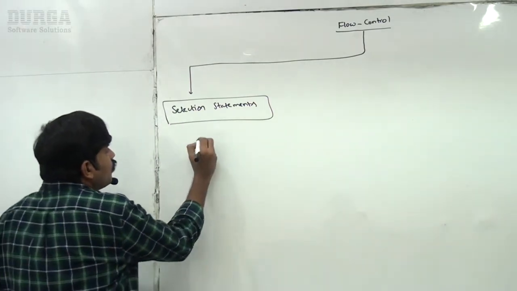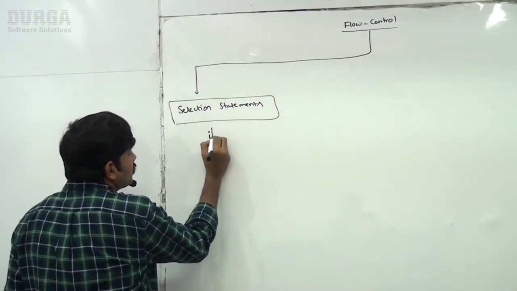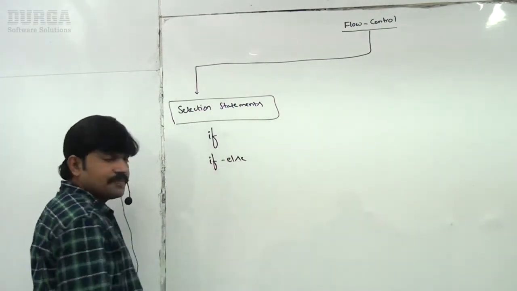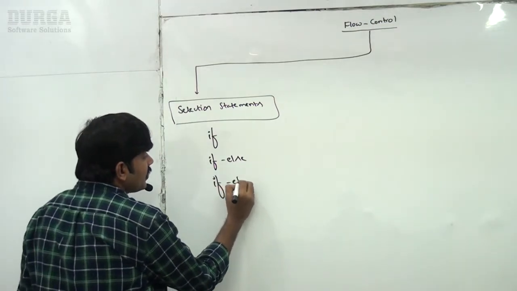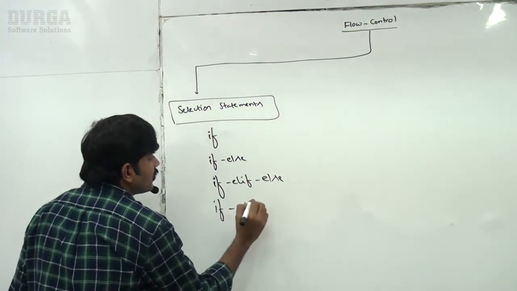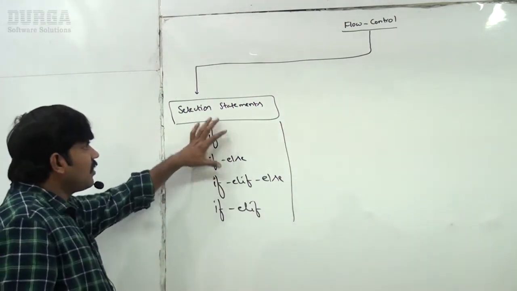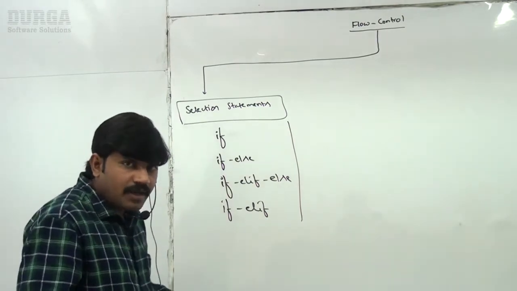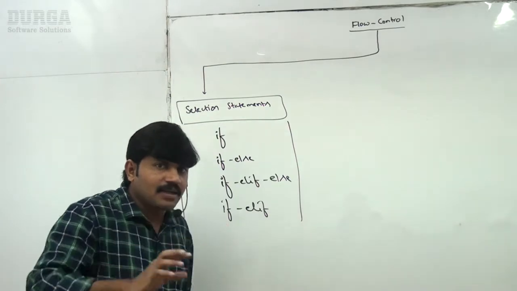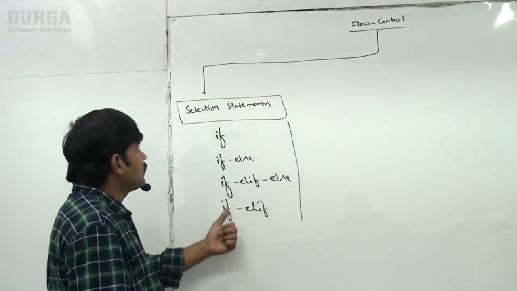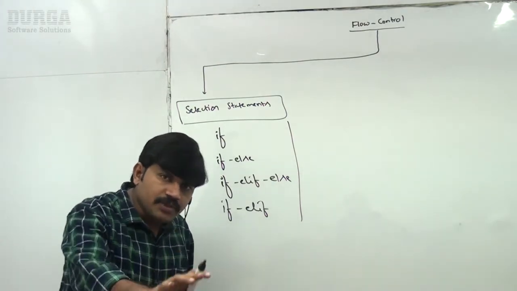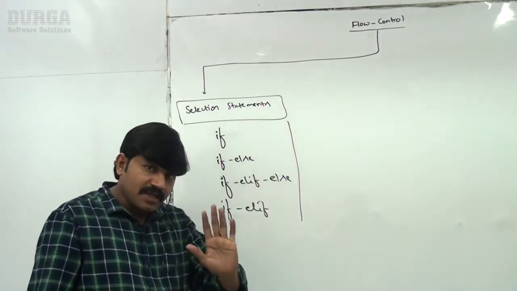Which statements are these? We can discuss the if statement, if else, and also if elif. These are selection statements. Among multiple options, one option will be selected and that option will be executed. Such statements are called selection statements. Of course, I will explain with examples, syntax and programs, so that you can get much clarity.